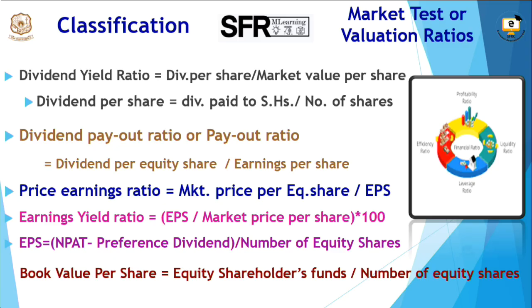Then next classification is market test or valuation ratios. First one is dividend yield ratio. Shareholders are the real owners of the company, so they are interested in the earnings distributed and paid as a dividend. So dividend yield ratio, how would you calculate dividend yield ratio?